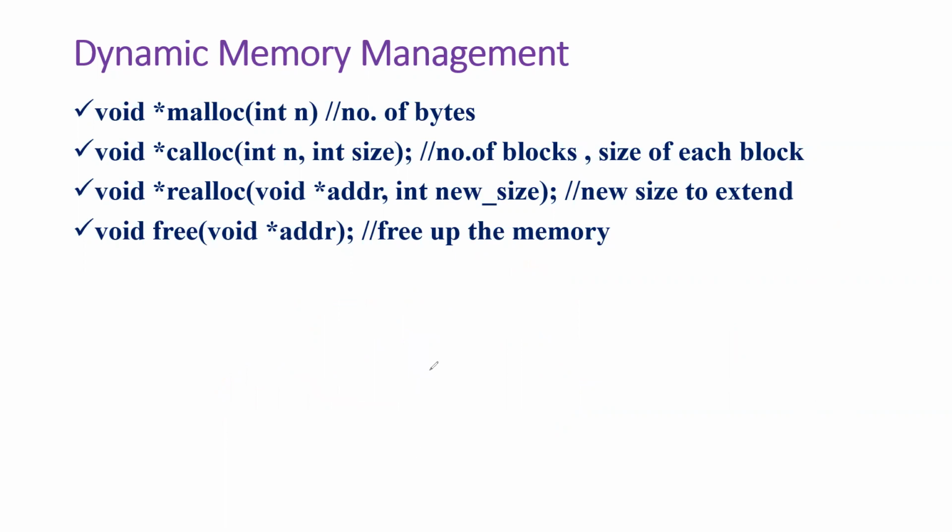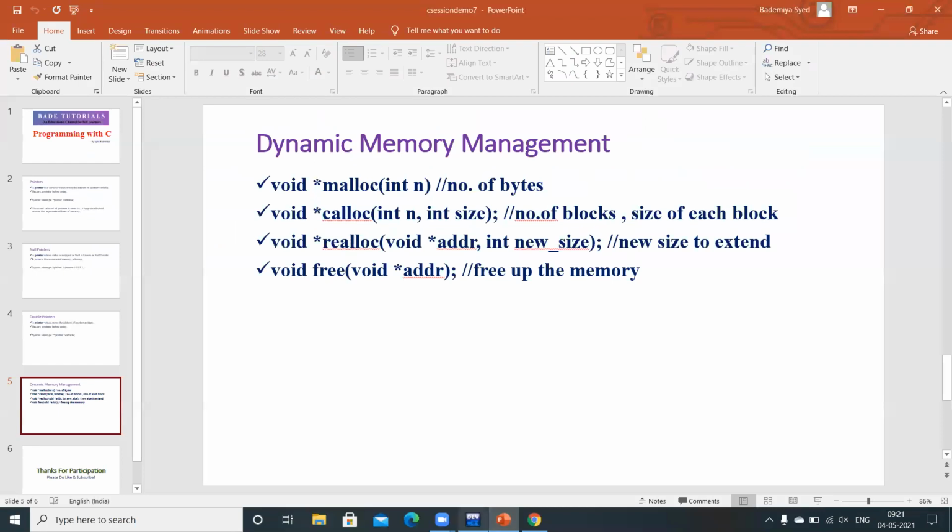which is nothing but whenever you need the memory, only then create the memory, okay? Now see, there are some functions for that. malloc and calloc are used to create the memory, and realloc is used to extend the memory, okay? free is used to remove the memory. Now let's see each of them in detail.